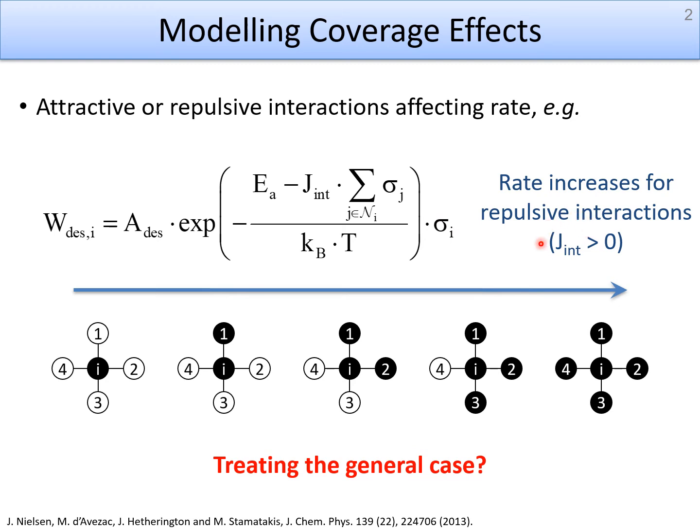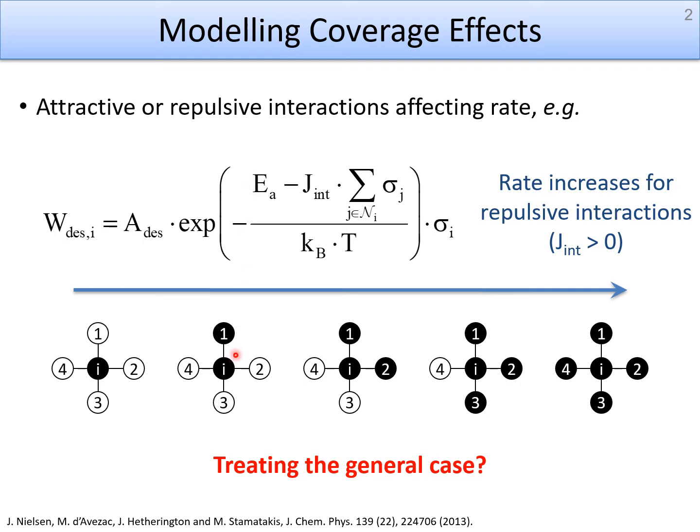And let's assume that there are repulsive interactions in our system. Therefore, this J int, this J parameter for the interaction, is positive. So when the desorption happens from a site which is surrounded by empty sites, it will happen with a rate equal to A desorption times e to the minus activation energy over kT. You see that this sum is a sum of the occupation variables in the neighboring sites, so j is in the neighborhood of site i, and of course, since there is nothing in the neighborhood, these sigma i's are all 0. Therefore, this activation energy is just equal to E_A.